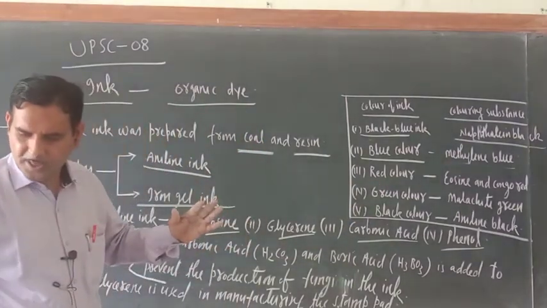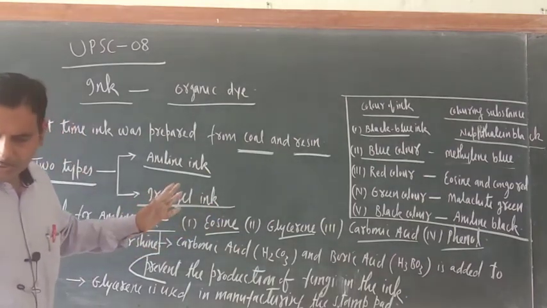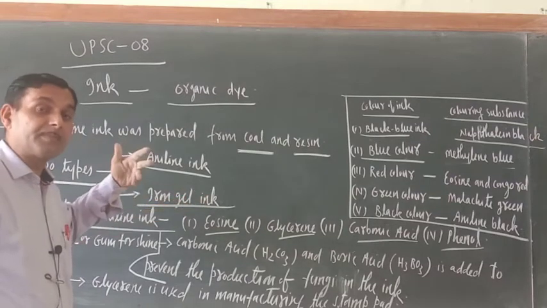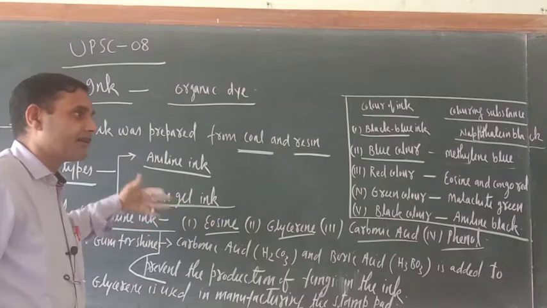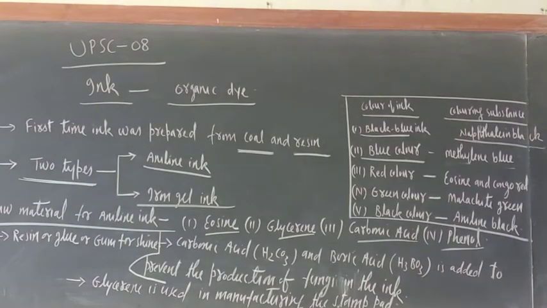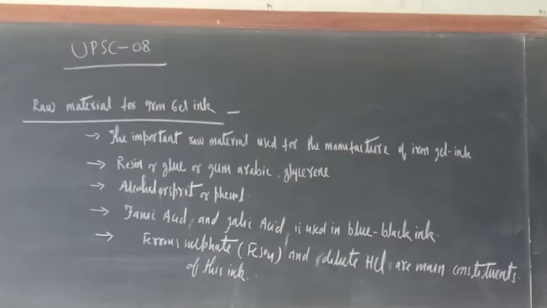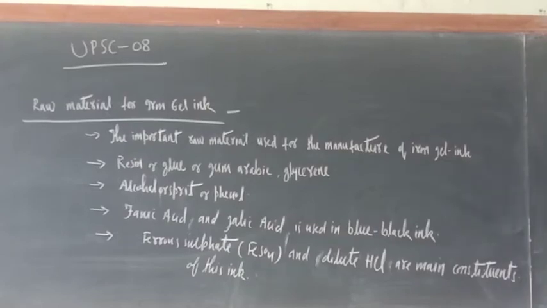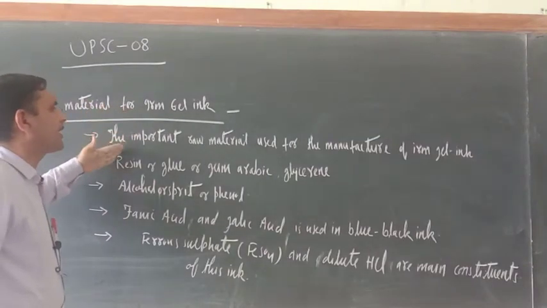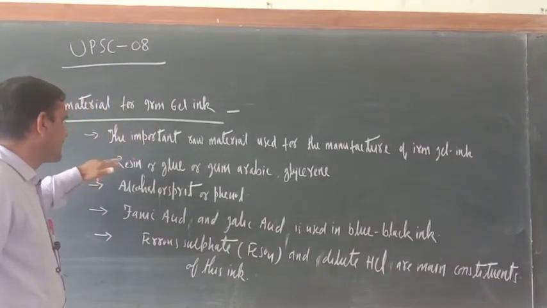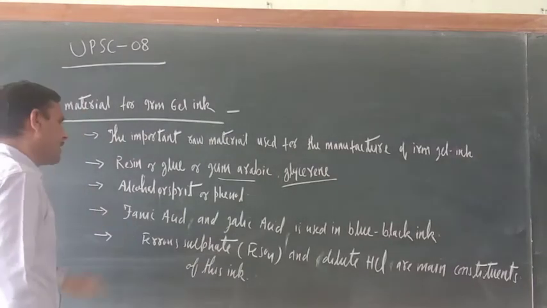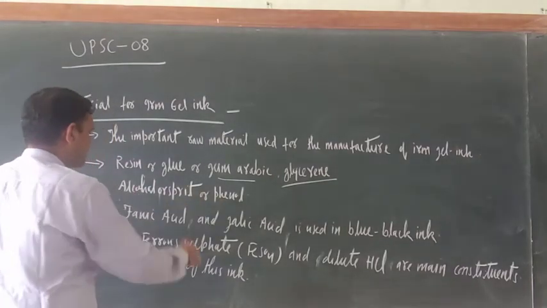So this is the full story of aniline ink. Now, what is Orangel ink? Whatever raw material is used for making Orangel ink, I will tell you that also. This is also one of the important inks. For its manufacturing, resin, glue or gum arabic, and glycerine are used. Alcohol, spirit or phenol is also used.